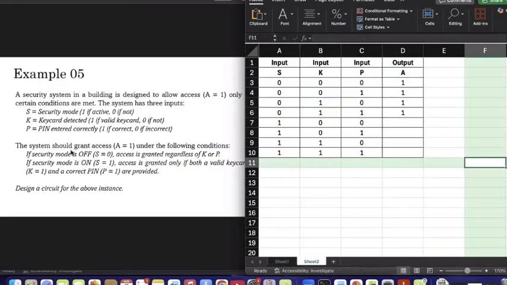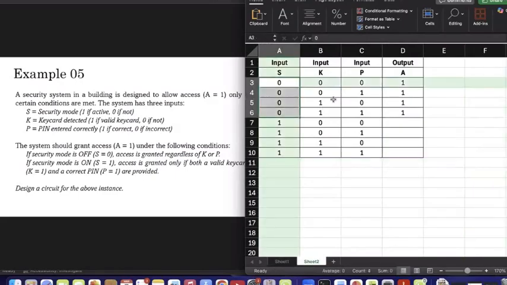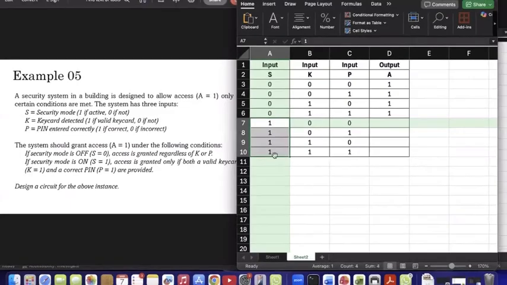Simply they say the system should grant access, which means the A should be equal to 1 under the following condition, which means simply your security mode is off. No matter what, whatever the value for K or even the P, access will be granted. So when S is equal to 0, you don't need to worry about K or P, it is going to be 1. All are open. Now again, if the security mode is on, now they are telling you some condition. If the security mode is on, this S is equal to 1. There are many combinations now. The K will be 0, input also 0.